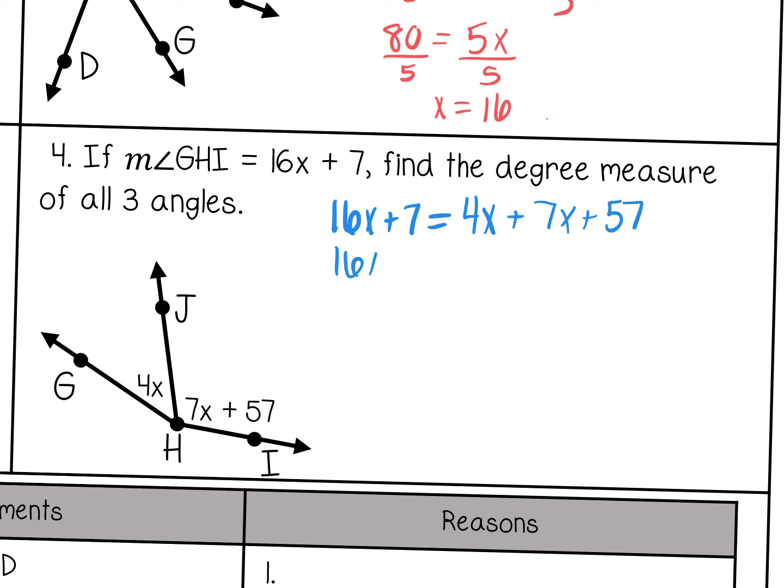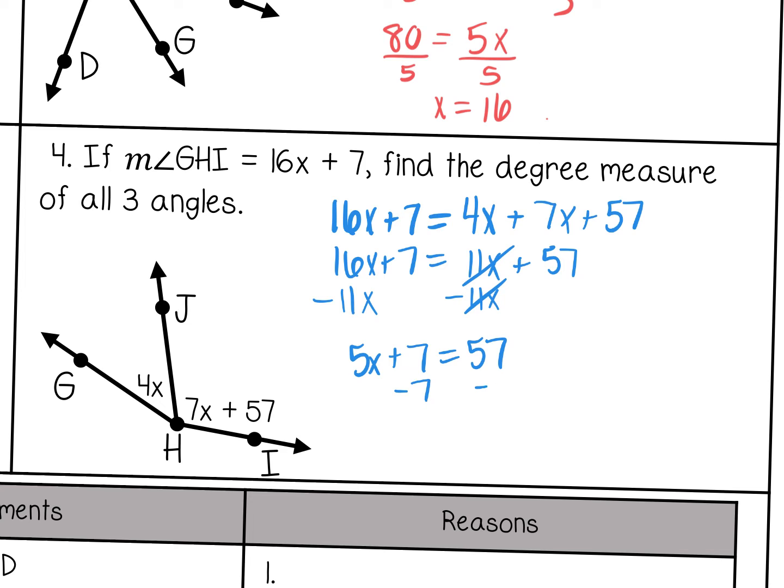So, going to bring this down. 4 plus 7 is 11x. And then bring down that 57. Going to move my 11x over, so that cancels here. 16 minus 11 is 5x. Bring down the plus 7 and the equal and the 57. Subtract 7. So 5x equals 50. Divide by 5. So we get x equals 10.